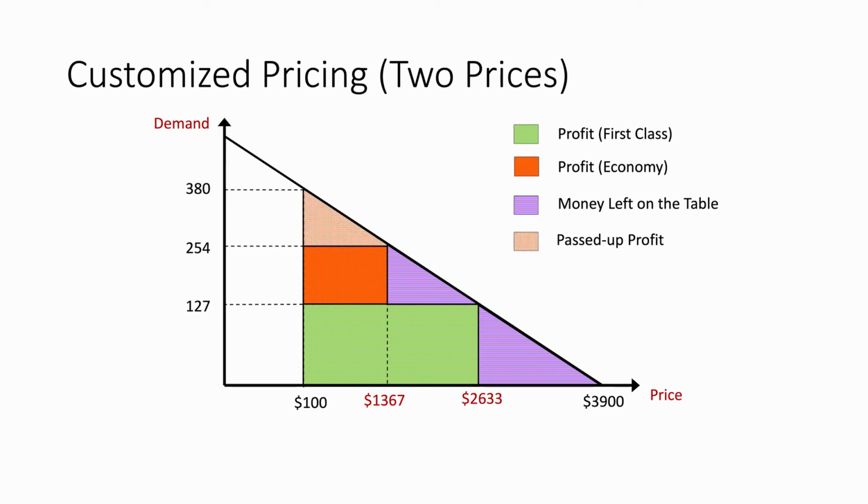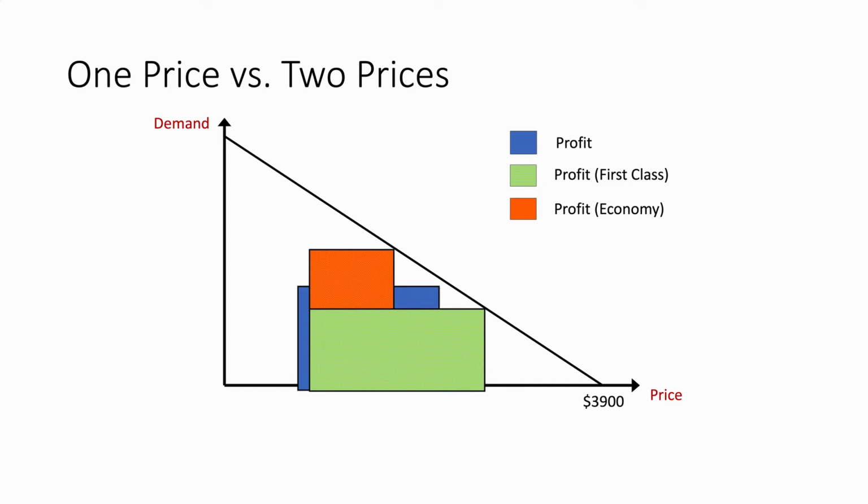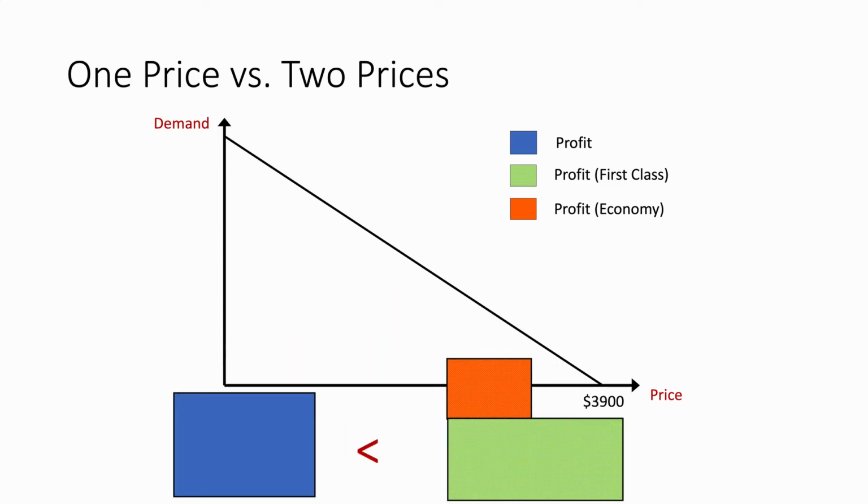But visually, it seems like we're doing better because the passed up profit is getting smaller and the money left on the table seems to be getting smaller as well. Visually, here's a comparison between the profit of charging a single price versus the profit of charging two prices. Single price profit, total profit of two different classes. It's not hard to tell that visually, the single price profit is less than the profit from two different prices. So that is the value of segmentation pricing.